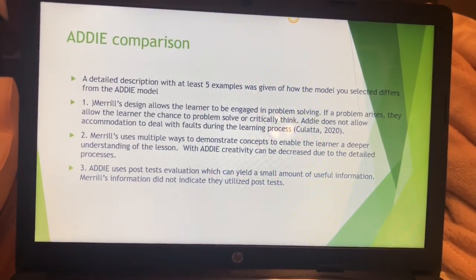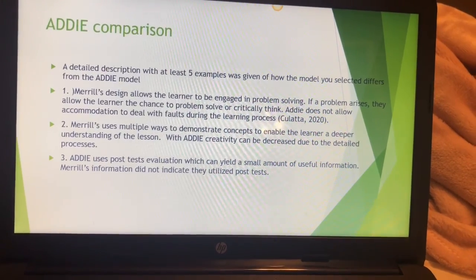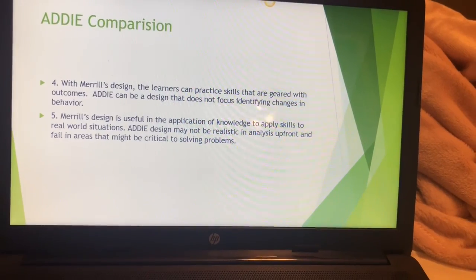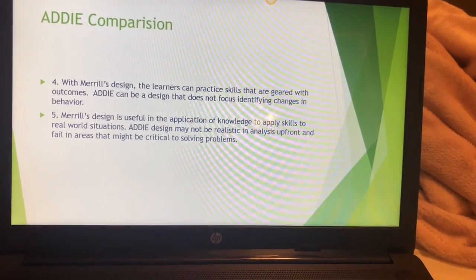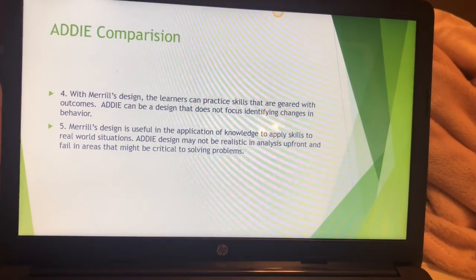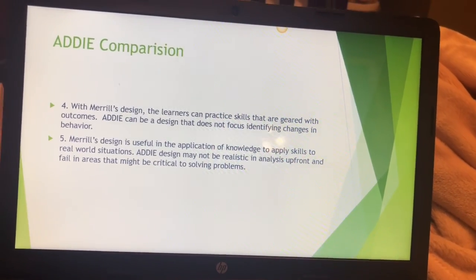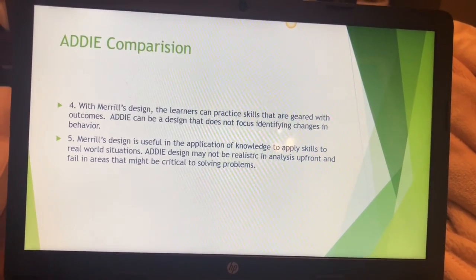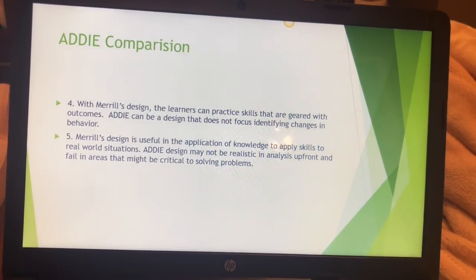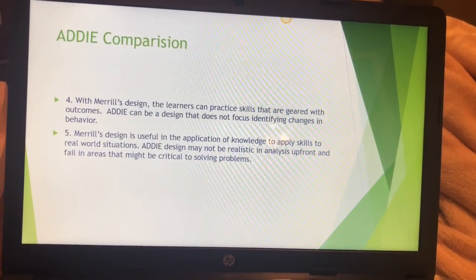ADDIE also uses post-test evaluations, and from all the information, I did not see that Merrill's instructional design used that. The fourth one is that sometimes ADDIE is not focused on identifying changes in behavior. If you're able to change the behavior of the home health aide so they can adequately perform the care, then you're going to see an enhancement in patient comfort, and the family is going to feel differently also when their loved one is happier and more comfortable.